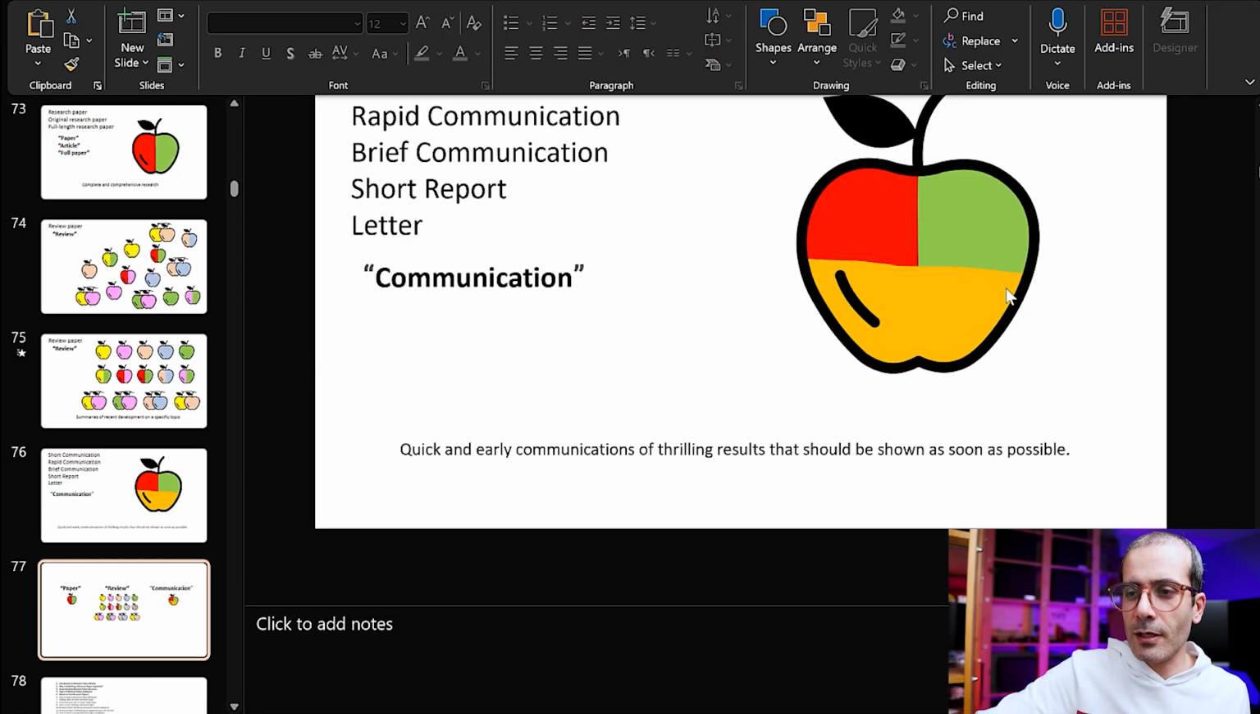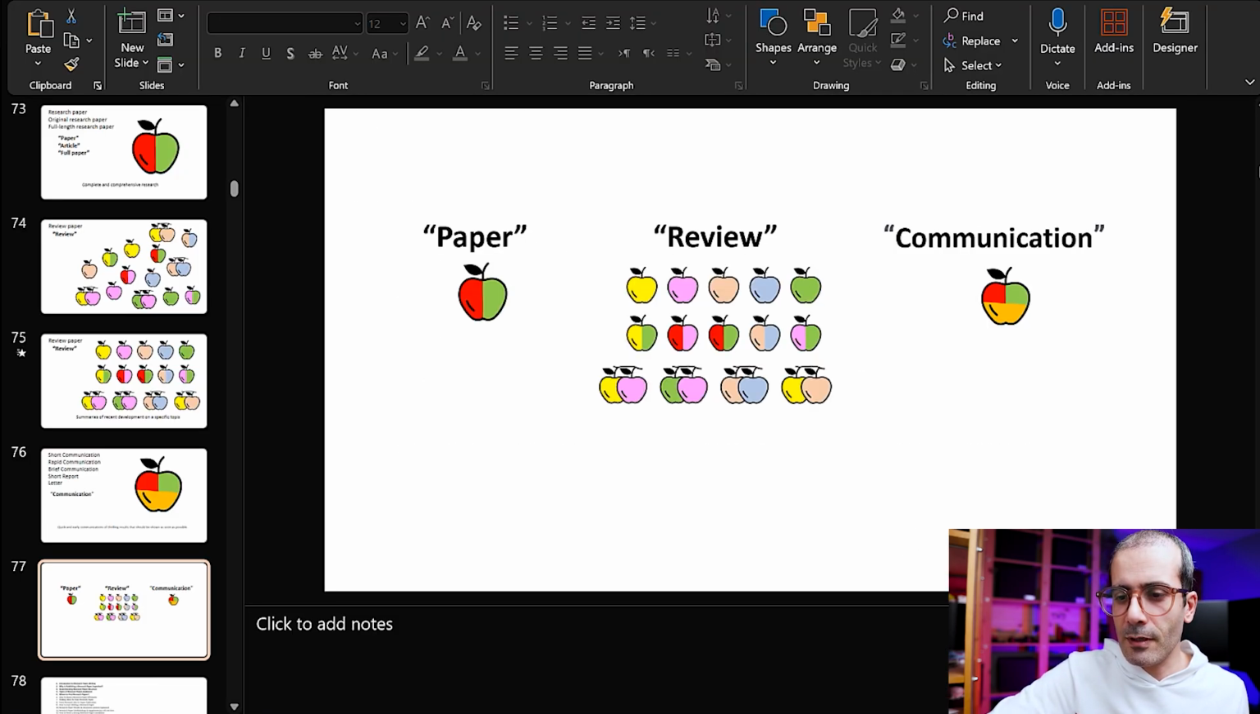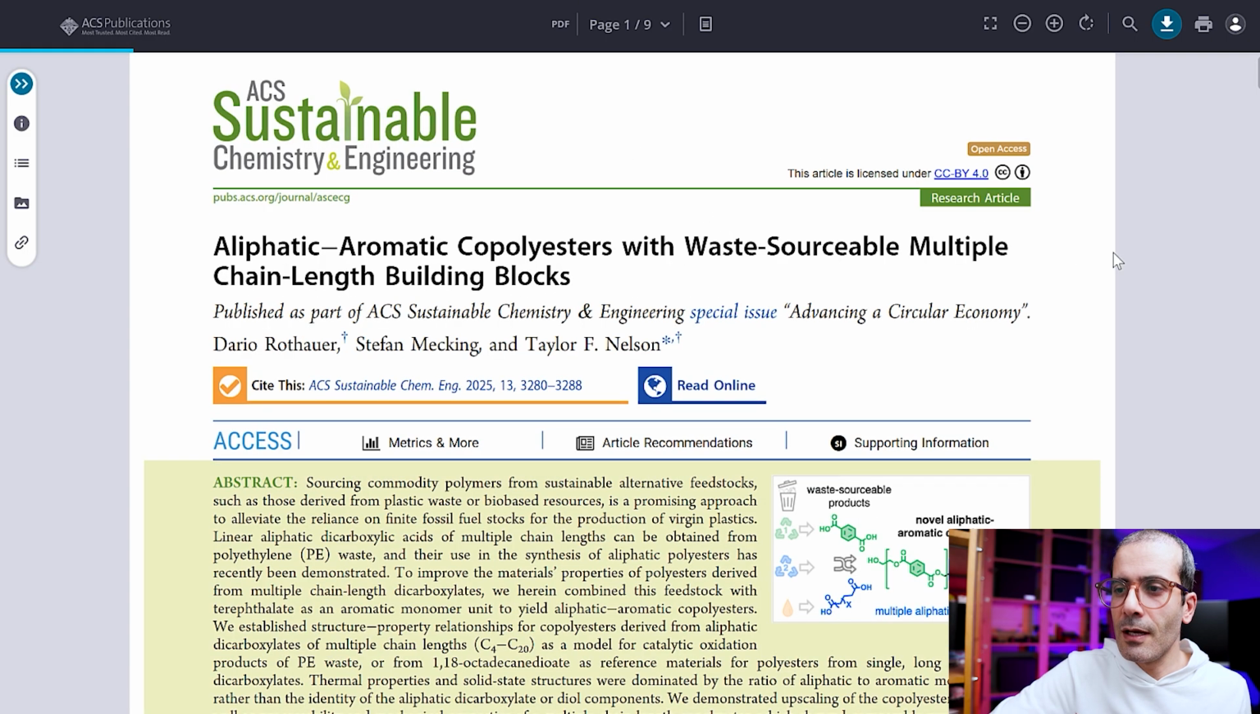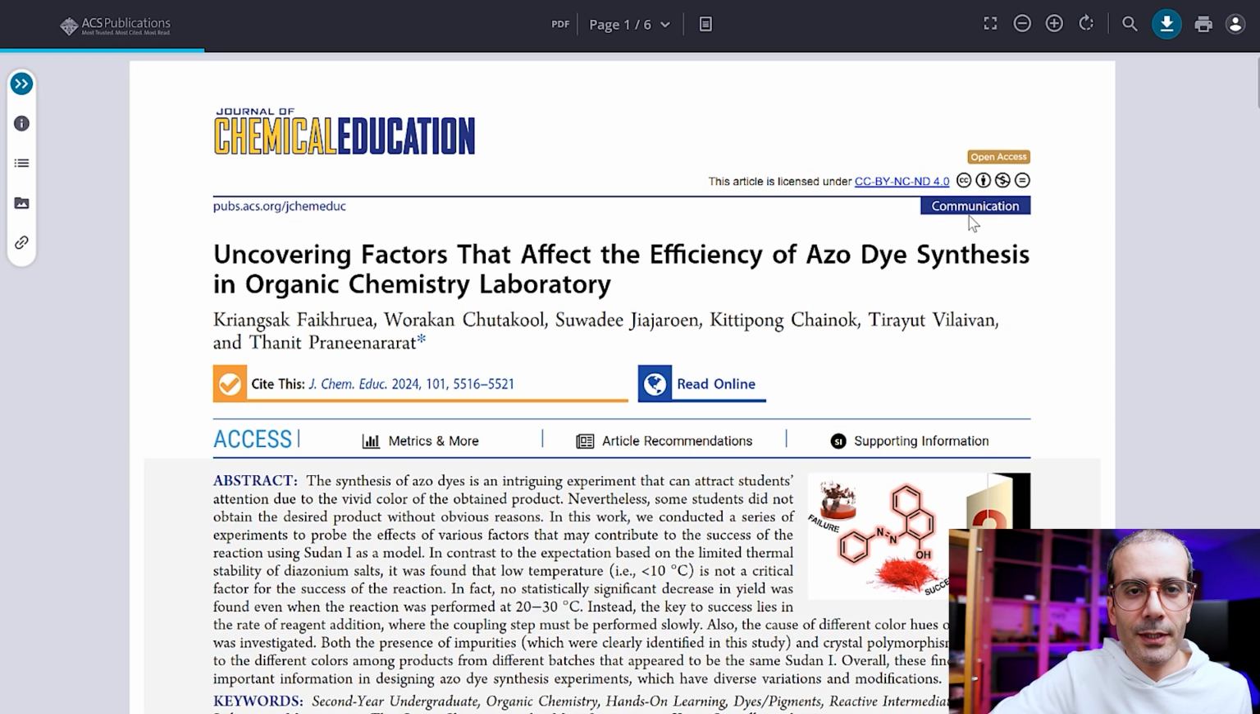So how does it look on an actual paper? I have here some examples. This paper has been published in Organic Letters, and you can see on the right corner there is a letter. So that means this is a letter. Usually somewhere on the paper it says what type of research paper they have done, and this is a research article or paper, and this is a communication. I just wanted to show some real examples here.